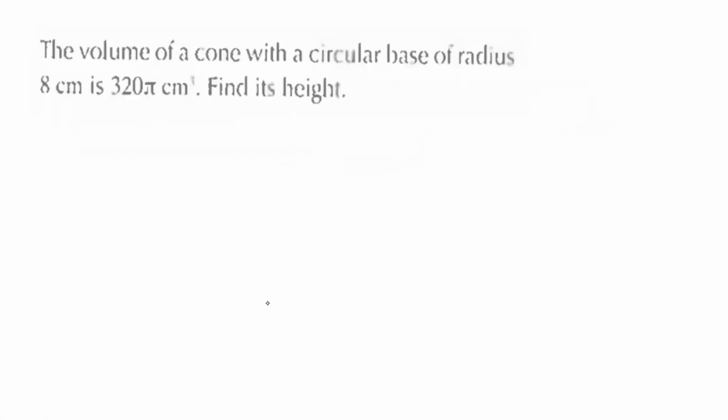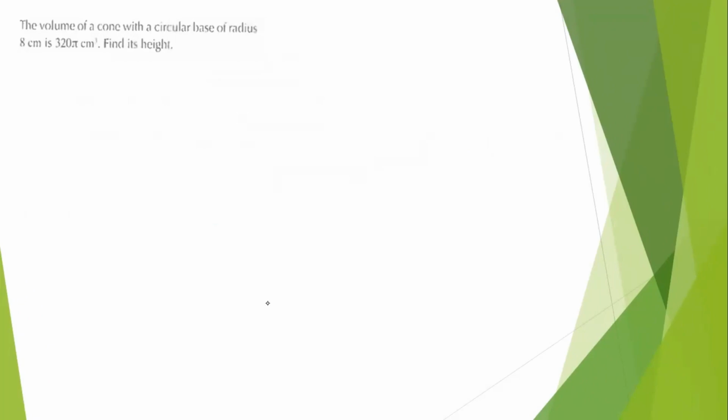All right, the question says volume of a cone with a circular base of radius 8 centimeters is 320 pi centimeter cube. Find its height. मतलब कि हमें इसके अंदर भी volume already given है. So we'll start with the calculation and सबसे पहले हमारा step होता है to write down the formula.